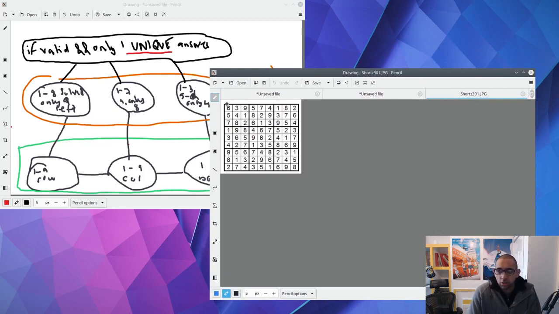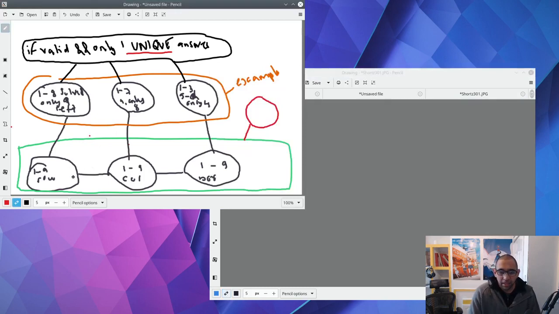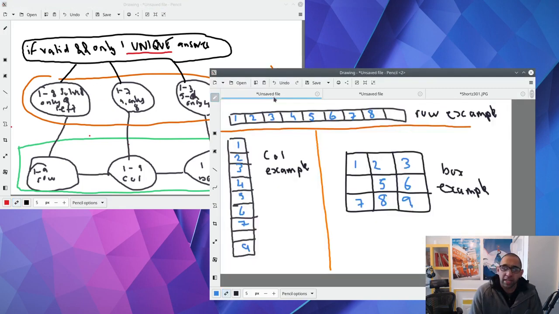Every single row must have 1 to 9. Every single column must have 1 to 9. Every single box must have 1 to 9. I know, shocking stuff. If all this is true, then you're valid. If, for example, one of these is broken, then you become invalid. Okay, now we're going to get to the magic.